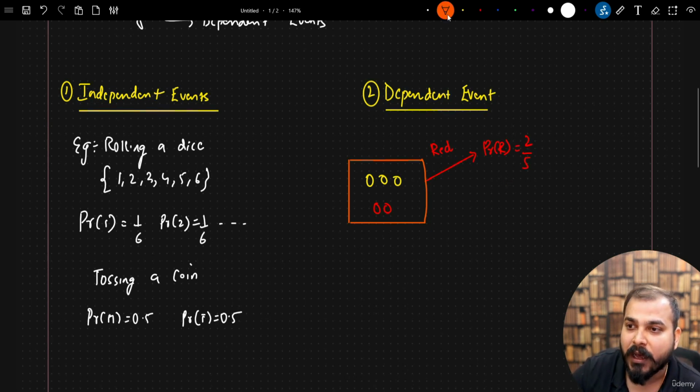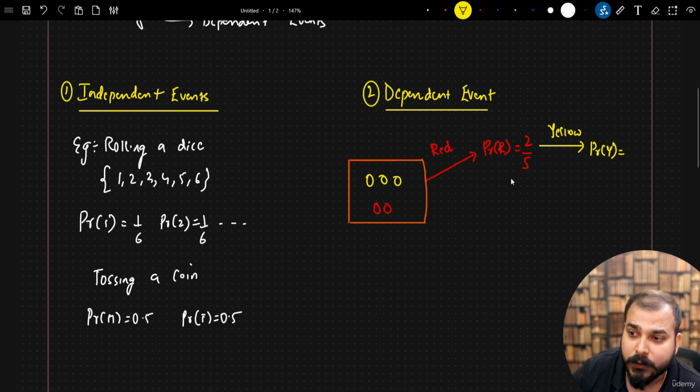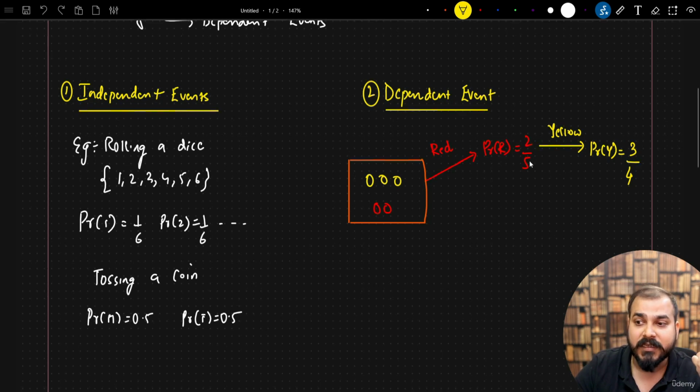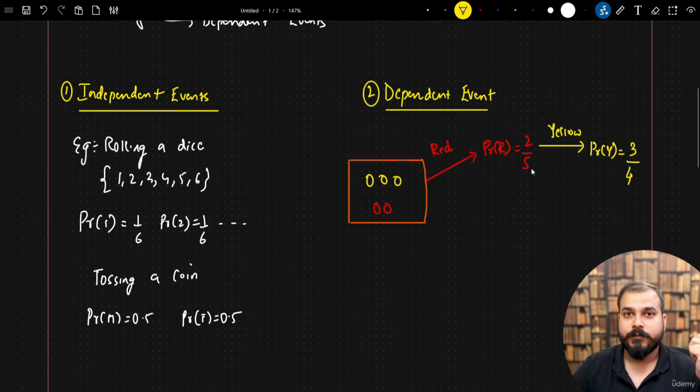Now after taking out the red marble, let's consider that you want to take out a yellow marble. What will be the probability of yellow? See, the first event has already occurred, which means I've taken out the red marble. So the total number of marbles left in the bag is 4. So the probability of yellow will be 3 by 4, because there are 3 yellow marbles and the total number of marbles is 4. This kind of event is called a dependent event because after the first event has occurred, it impacts the other event, since it has reduced the number of marbles from 5 to 4.